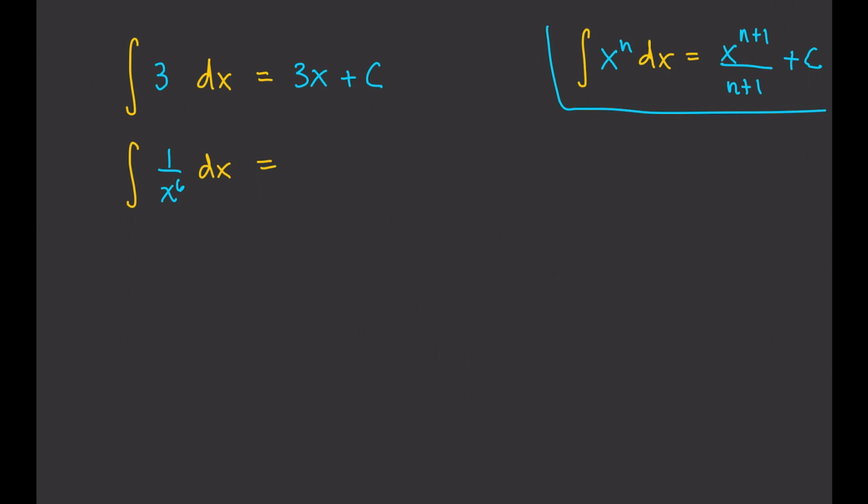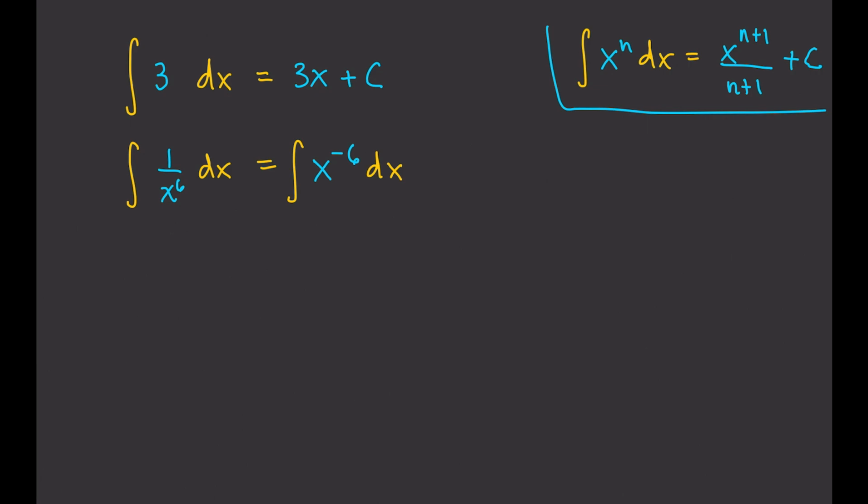But we can do something about it. We can write it as the antiderivative of x to the power of negative 6, right? Because when it's on the denominator, we can put it on the numerator, but we'll put a negative in the exponent. So that will be the antiderivative of x to the power of negative 6 dx.